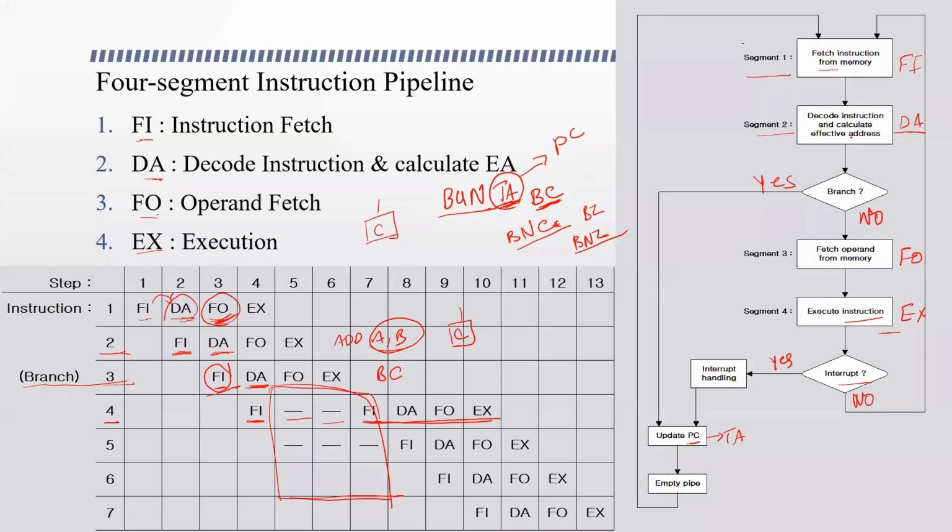Same way, after decoding, we check for branching. If there is a branch instruction, PC needs to be updated and the pipe emptied, because the next instruction cannot be executed as normal. It has to go back to the instruction that is at the target address. That will be the instruction that is fetched here. If there is no branching instruction, continue execution.